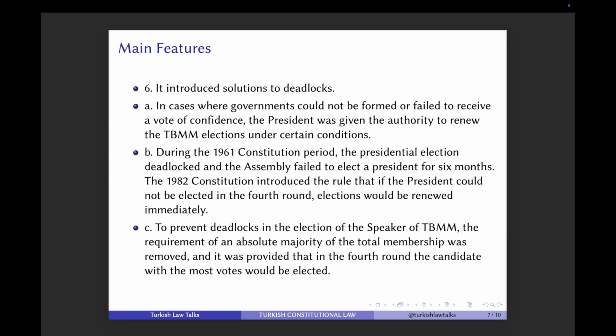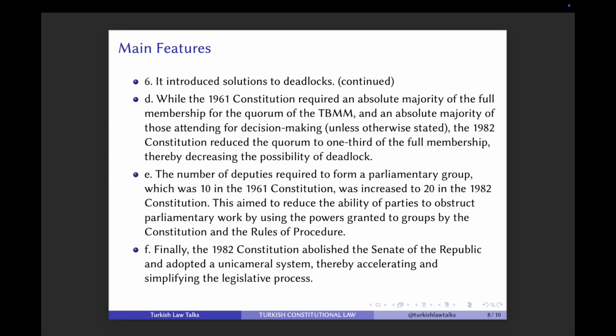Makes sense. What about just the day-to-day running of Parliament, getting things voted on? They addressed the quorum. The minimum number of members needed to be present for business. Under the old system, you needed an absolute majority of all MPs. Which could be hard to achieve sometimes, I imagine. Right, so they lowered it significantly. The 1982 Constitution only required 1/3 of the members to be present. That makes it much less likely for work to just grind to a halt because not enough people showed up.